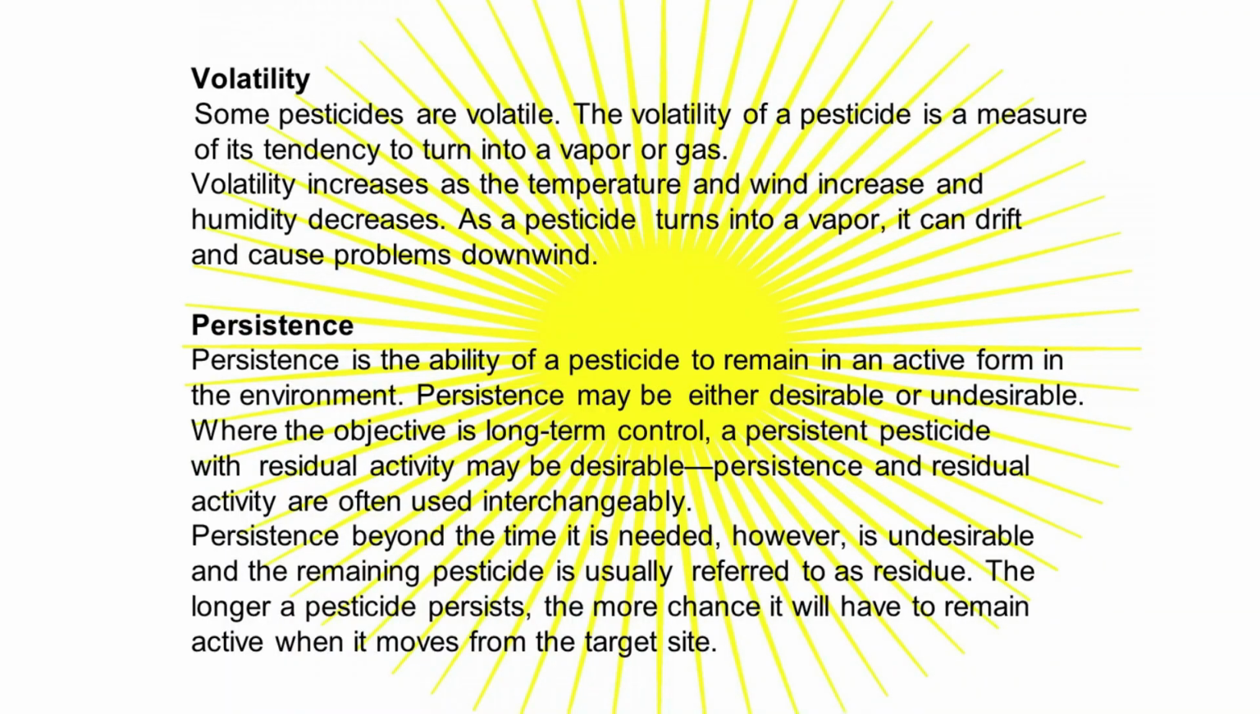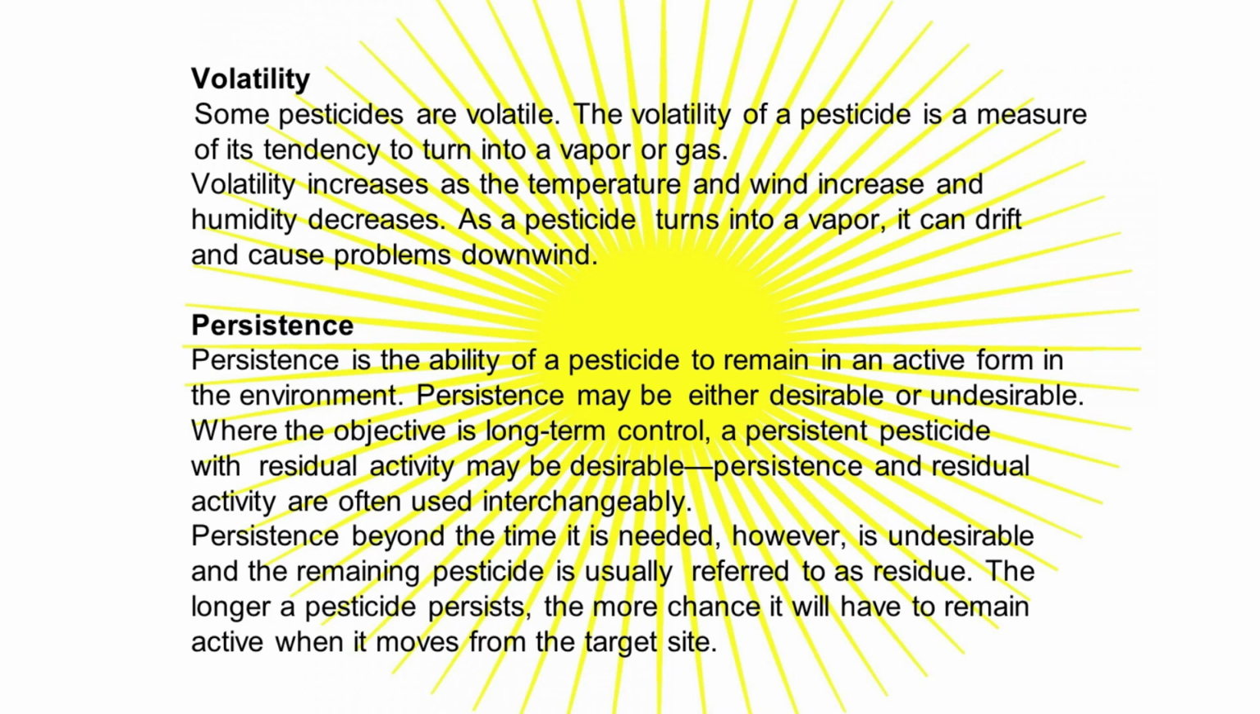Volatility. Some pesticides are volatile. The volatility of a pesticide is a measure of its tendency to turn into a vapor or gas. Volatility increases as temperature and wind increase and humidity decreases. As a pesticide turns into a vapor, it can drift and cause problems downwind.